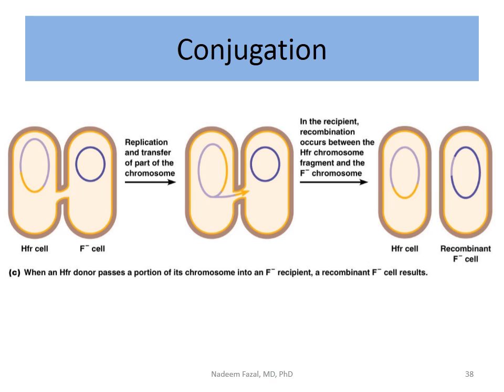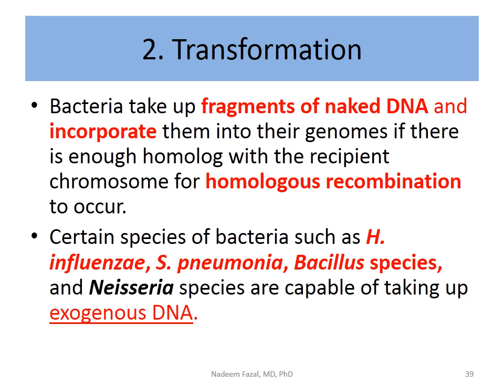Okay? Now, the second process is called transformation. What happens in this case is that bacteria will pick up naked DNA and incorporate it into their genome. And if it happens to be homologous with the recipient chromosome, we call it homologous recombination. And that typically happens in these species. And again, this is a very common question asked.